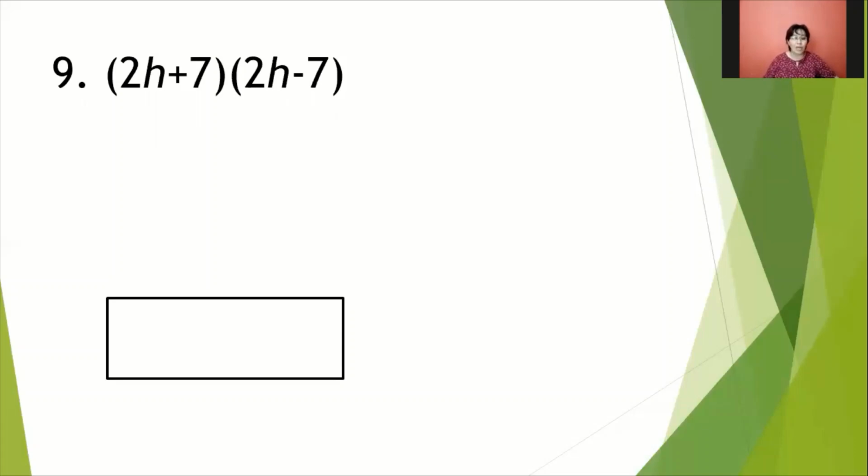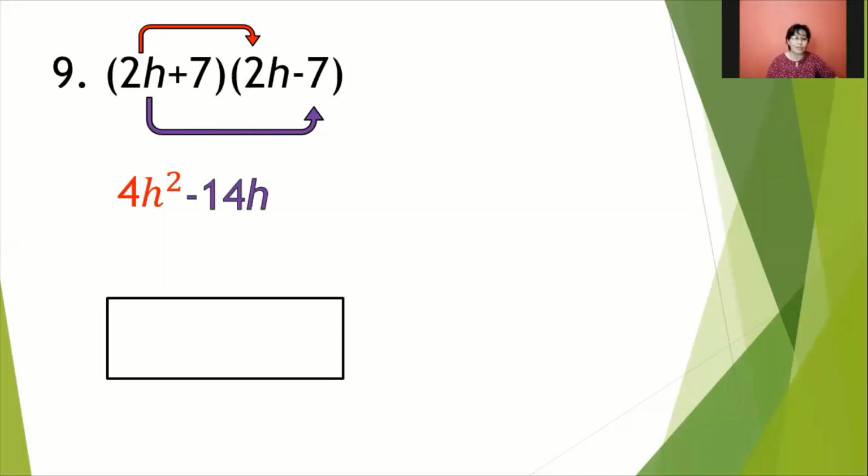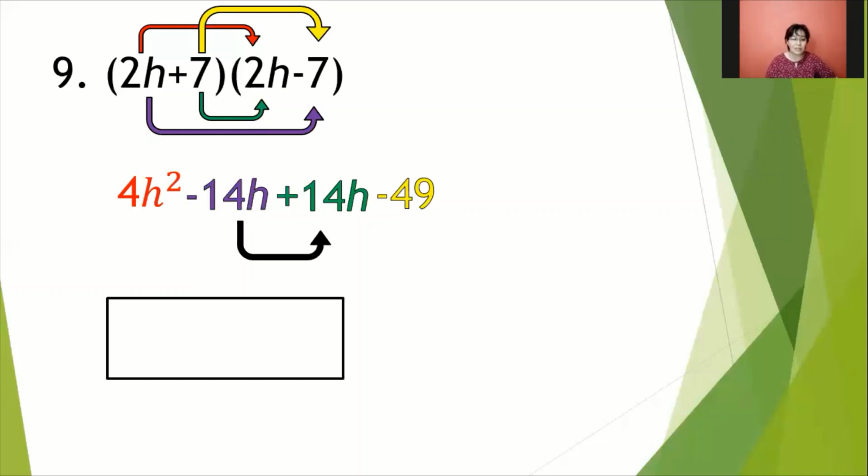Okay? Again, applying the FOIL method, we have 2h times 2h is equal to 4h squared. 2h times -7 is equal to -14h. 7 times 2h is equal to +14h. And 7 times -7 is equal to -49. Then combine like terms, since one is -14h plus 14h, and the difference is 0. The final answer is 4h squared minus 49.